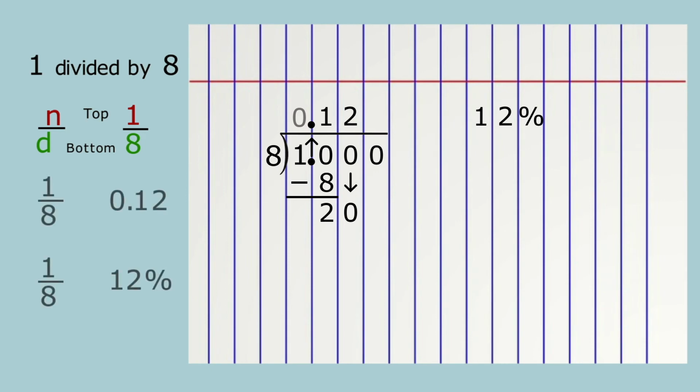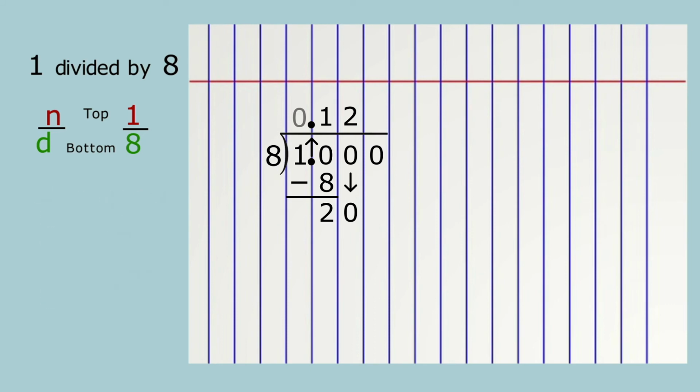What have we learned about 1/8? 1/8 is less than 12 hundredths or 12%. So 1/8 is not equal to 12 hundredths or 12%, but 1/8 is approximately 12 hundredths or 12%. Sometimes an estimate is all you need. But how can we get the exact answer?